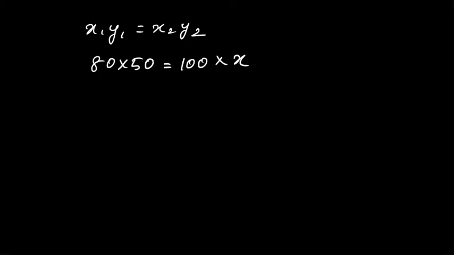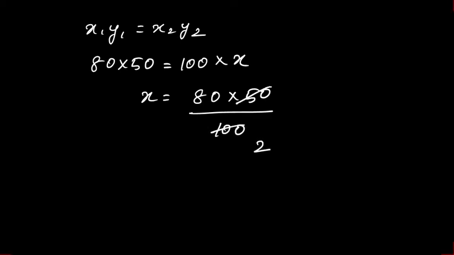So for inverse proportion, we have x1 y1 is equal to x2 y2. Here x1 y1 values are 80 and 50. Here 100 into x. You need the value of x, so send 100 to the other side. So you'll get 80 into 50 divided by 100. You can cancel 50 and 100, you will get 2. And when you divide 80 by 2, you will get 40. So therefore x value is 40.